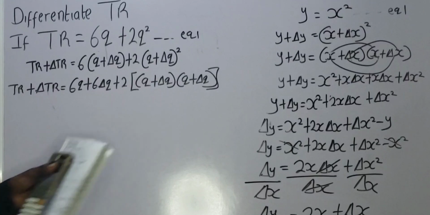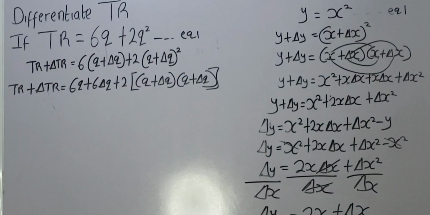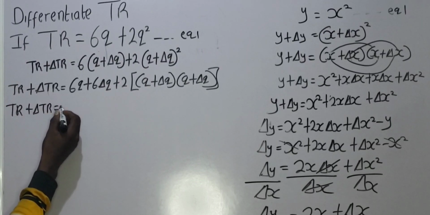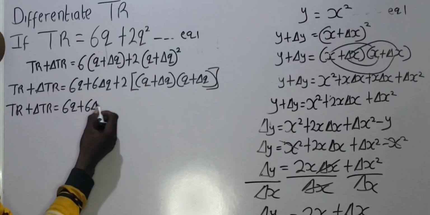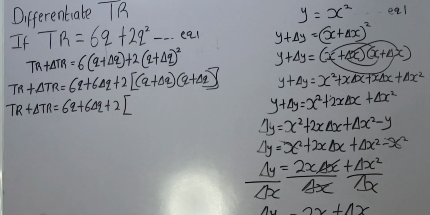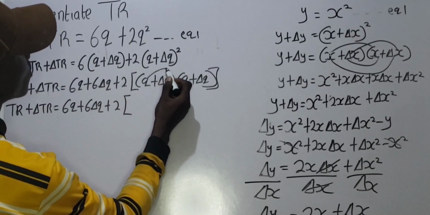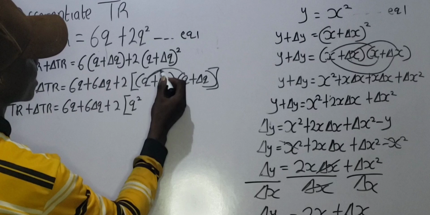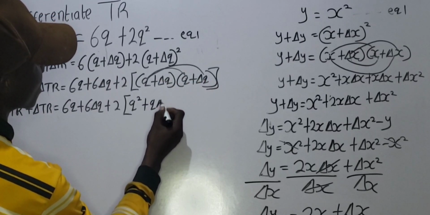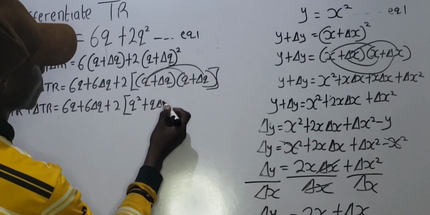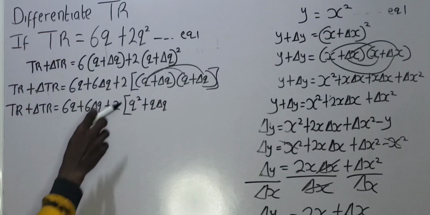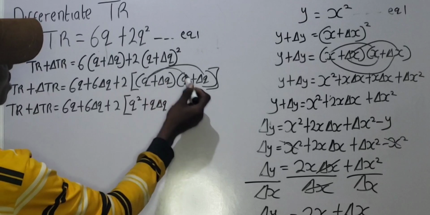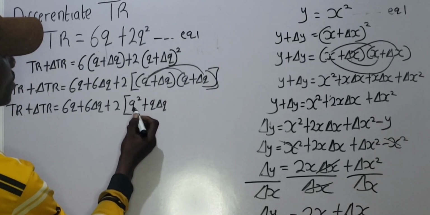Please, do you understand how I got this? If you didn't understand, learn the basic rules of expansion. Okay? Now, let's pay attention. tr plus delta tr is equals to 6q plus 6 delta q plus 2 into bracket. Now, let us expand. This q will first multiply all the content inside this bracket. You understand? So I'm going to have q multiplied by q, that is q squared. Okay? This same q multiplied by delta q, that is plus q delta q. Do you understand? This q will first multiply all the content inside the second bracket. You understand? So I'm going to have q multiplied by q, q multiplied by delta q. So for this, I'm going to have q squared plus q delta q.